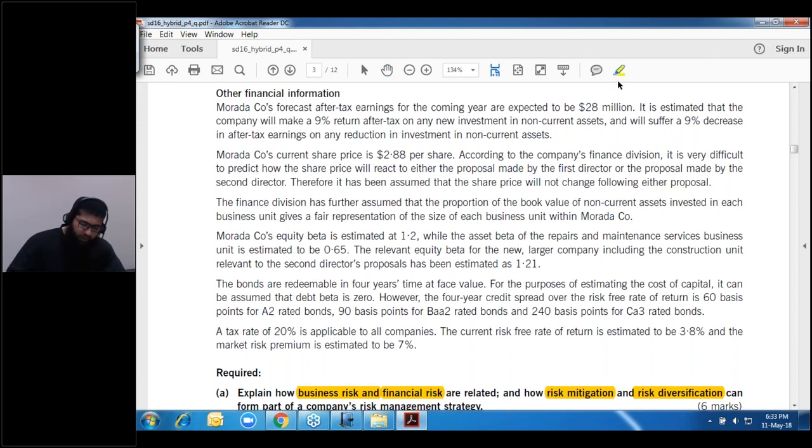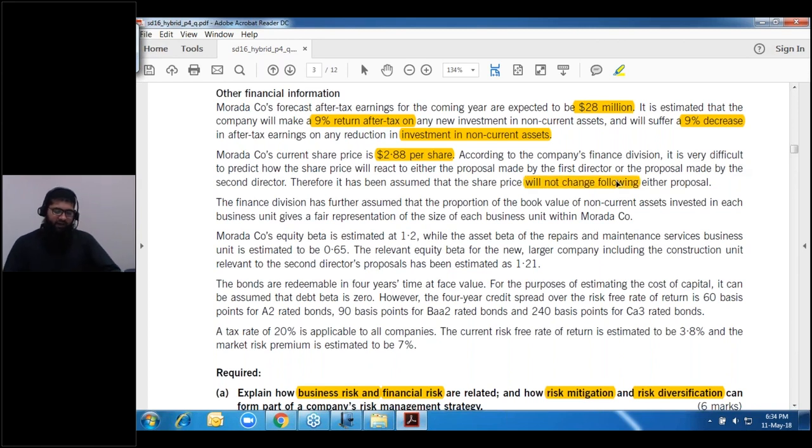It says Morada Company's forecast after-tax earnings for the coming year are expected to be 28 million. So the profit after tax is going to be $28 million. It is estimated that the company will make a 9% after-tax return on any new investments, and will suffer a 9% decrease in after-tax earnings on any reduction in investment in non-current assets. Now, the company's current share price is 2.88 according to the company's finance division. It's very difficult to predict how the share price will react to either proposal. Therefore, it's been assumed that the share price will not change.